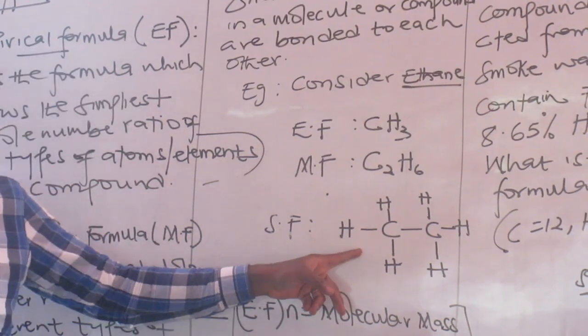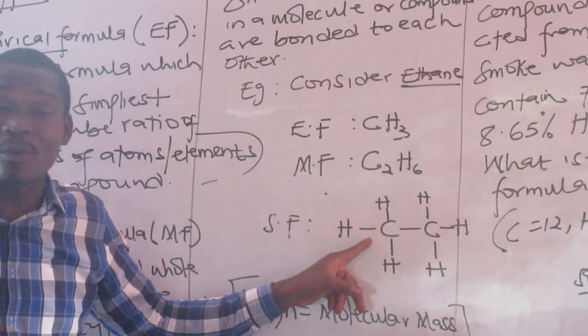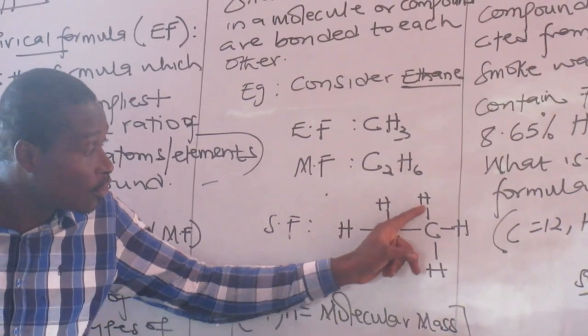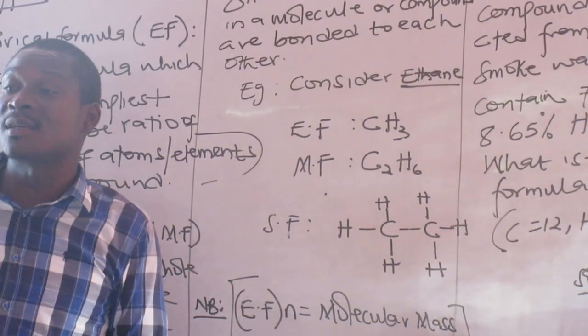Now, the structural formula. You try to open it up to show the structure. So there are 2 carbons. Carbon exhibits a valency of 4, so 4 bonds surround a carbon: 1, 2, 3, 4. 1, 2, 3, 4. So this is a structural formula. These are the 3 types of formulas that we have.